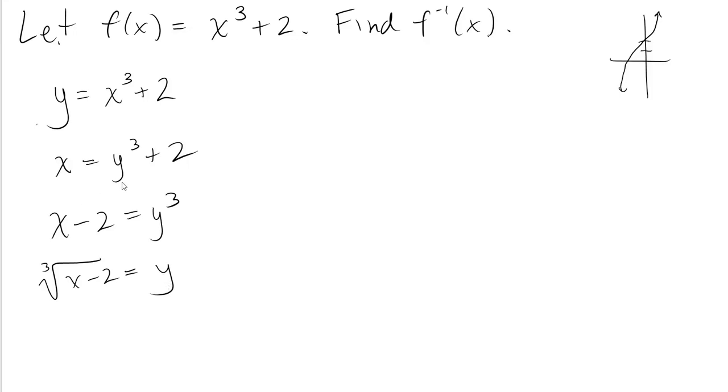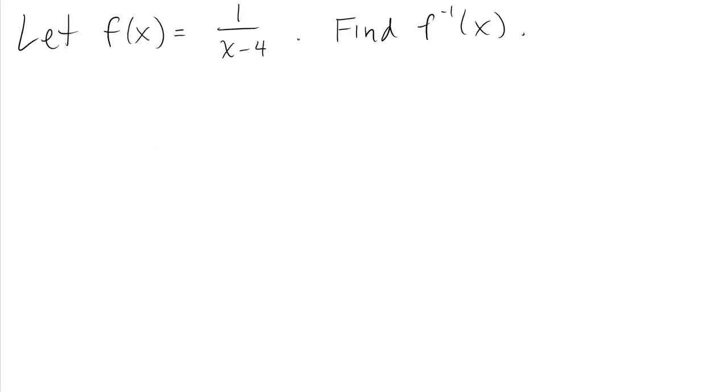When we flip-flop the roles of x and y here, we're using y in two different ways. But these are just steps to help us get to the inverse function. So to write our final answer, we're just going to use correct notation and say that this is the inverse function. F inverse of x is the cube root of x minus 2. We could verify that these are inverse functions by composing them and showing that we get x in both directions.